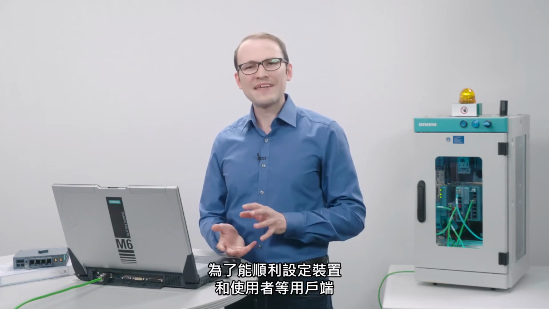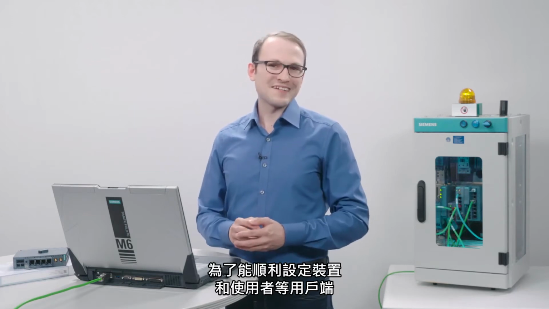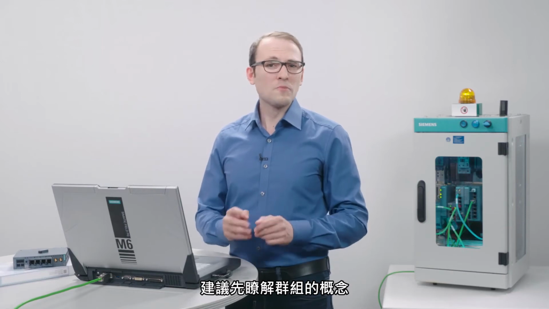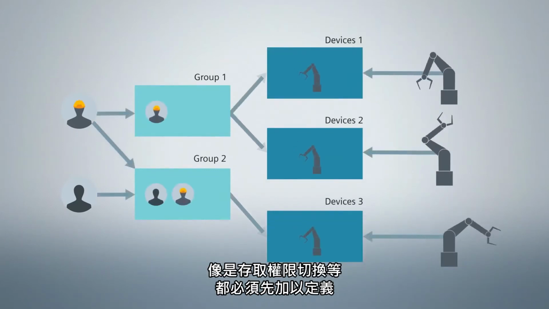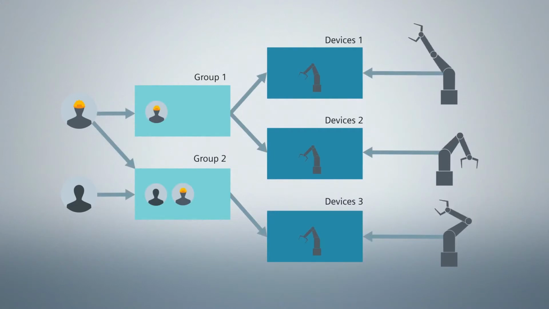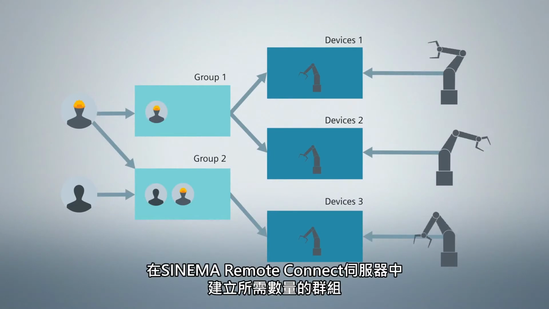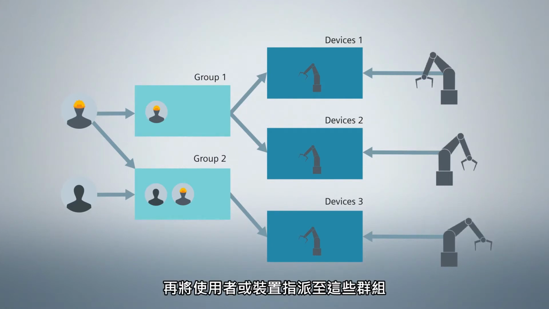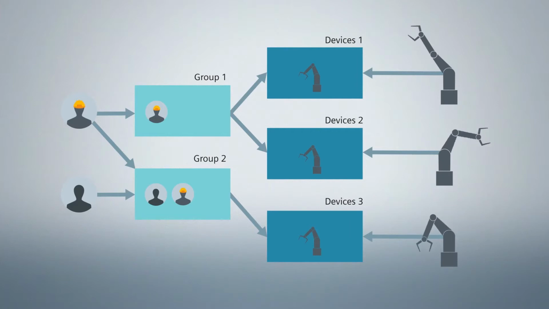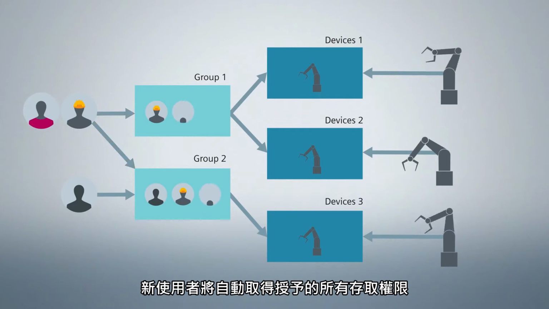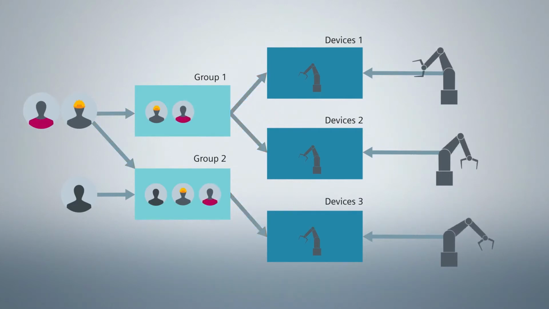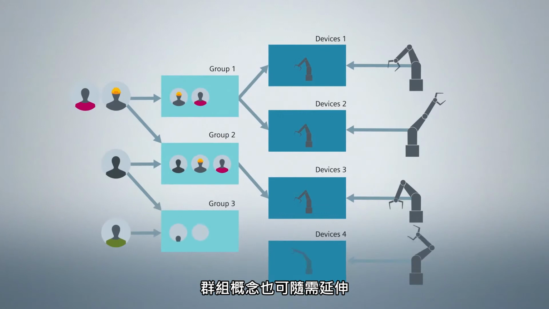In order to smoothly set up the clients, for example devices and users, it is recommended to create a group concept before. Thereby, user and device groups and their communication relationships, for example the access rights to each other, are defined. In the SINEMA Remote Connect server, you can create as many groups as you like. Users or devices are then assigned to these groups. With the help of a smart group concept, a new user is automatically given all access rights to which he is entitled. You can extend the group concept as you like.